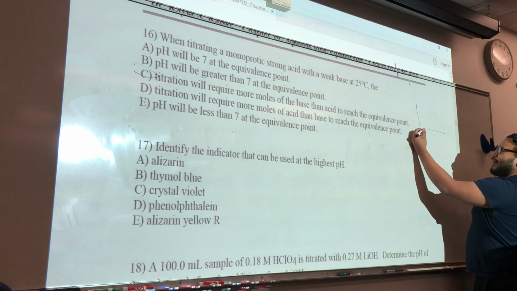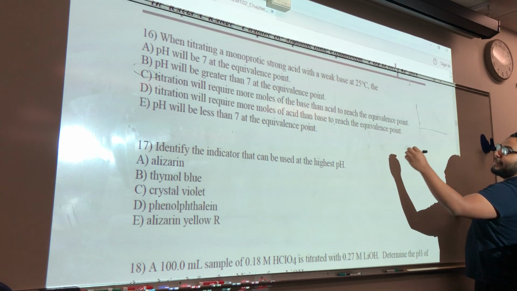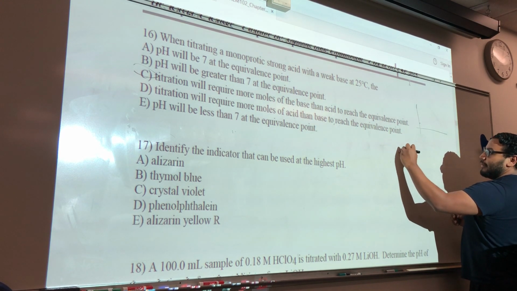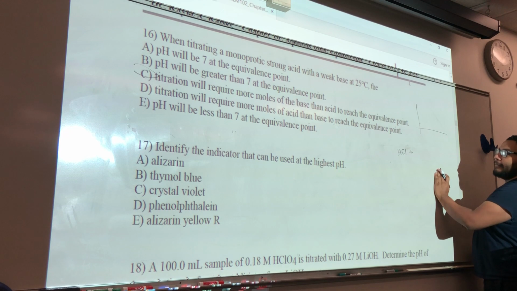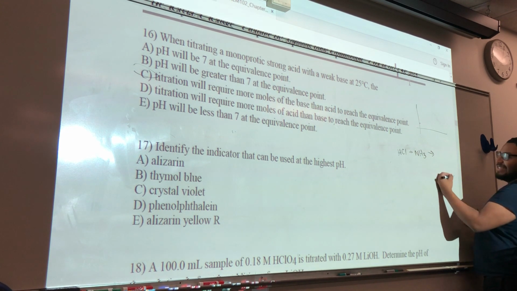So eventually, will I make any conjugate? Oh, this is a good question. Yes, you will. You'll make a conjugate weak acid. So let's do an example. We have a monoprotic strong acid. Let's do HCl, right? When you titrate, the strong acid and weak base cancel out, and you get the conjugate acid. Do you see that?